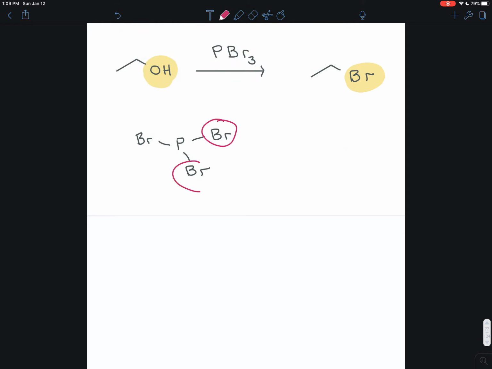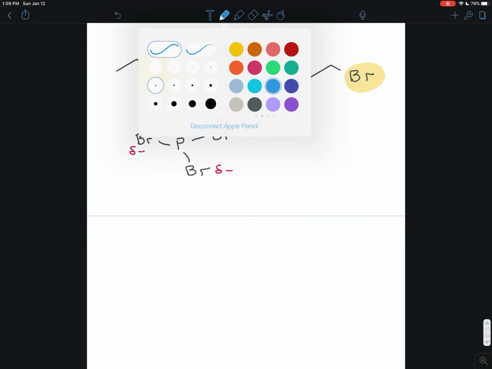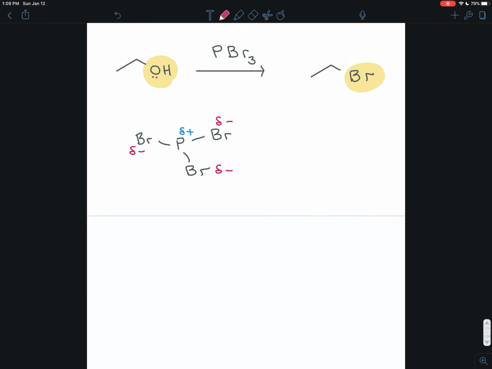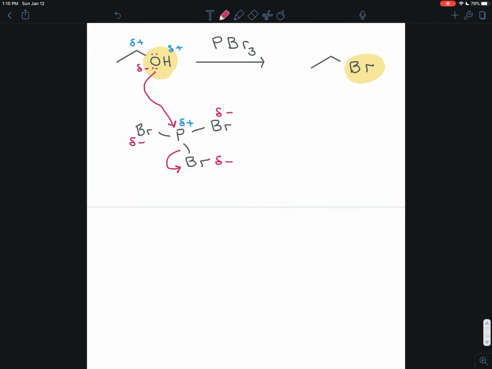Notice how many electronegative elements we have bonded to the phosphorus. Each one of those bromines pulls electron density to itself, becomes slightly negative. And the phosphorus loses that electron density, becomes slightly positive. That oxygen in the alcohol, as we've seen before, pulls electron density to itself, becomes slightly negative. And the hydrogen and the carbon bonded to it lose that electron density, becomes slightly positive. The oxygen can swoop in, attack the phosphorus, kick one of the bromines off, and really just do an SN2 reaction.